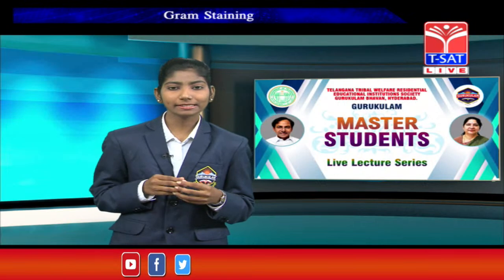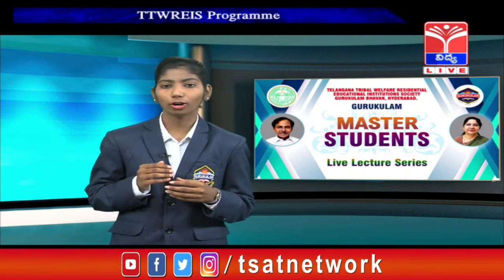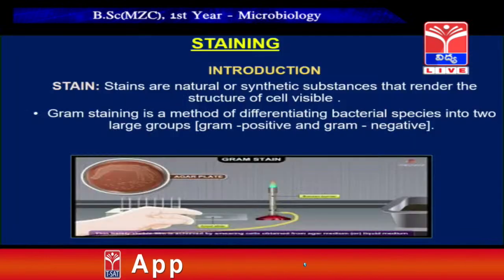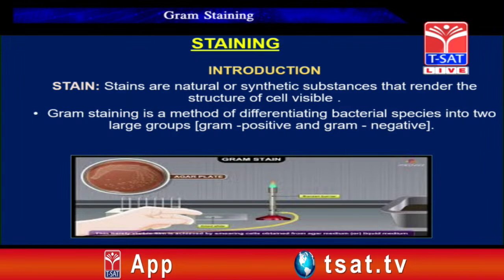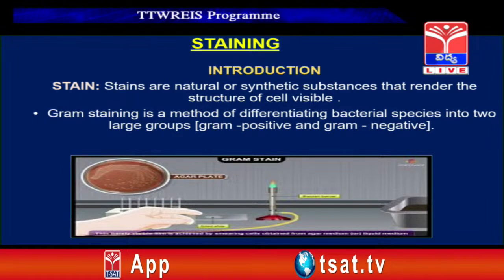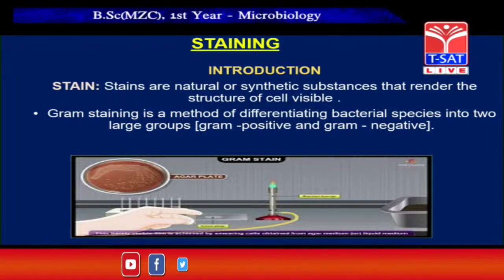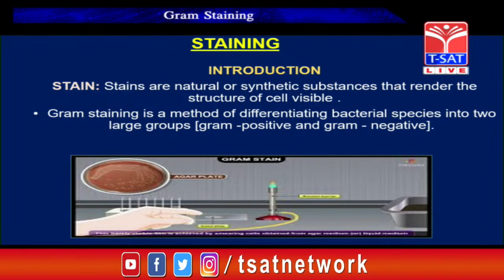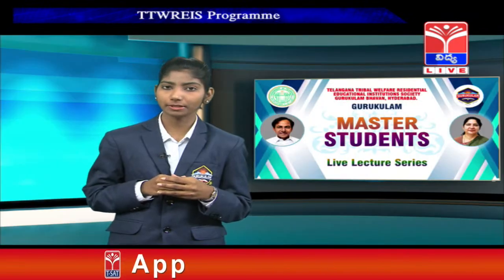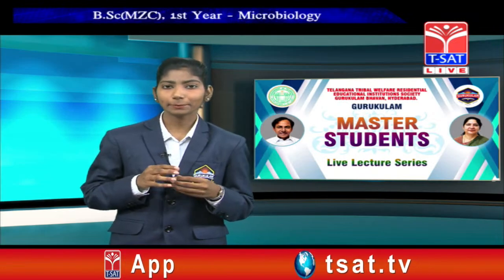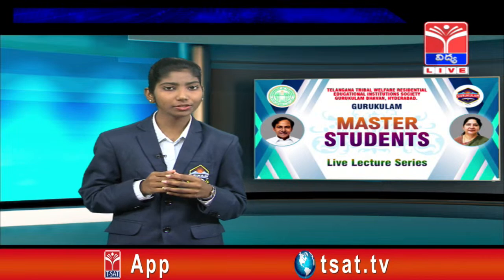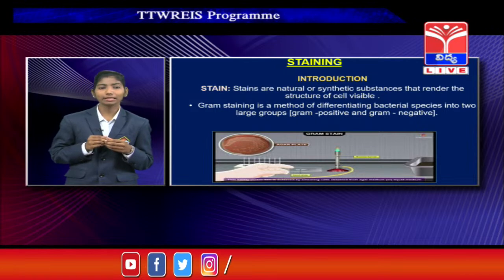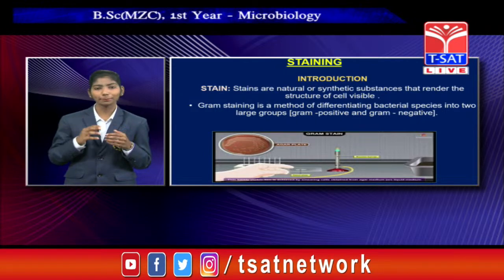So, let me discuss firstly the introduction of gram staining. Stains are natural or synthetic substances that can render the structure of cells visible. What is meant by stains, friends? Stains are natural or synthetic substances that can render the structure of cells visible, and gram staining is a method which is useful to differentiate bacterial species into two large groups. They are namely gram positive and gram negative.